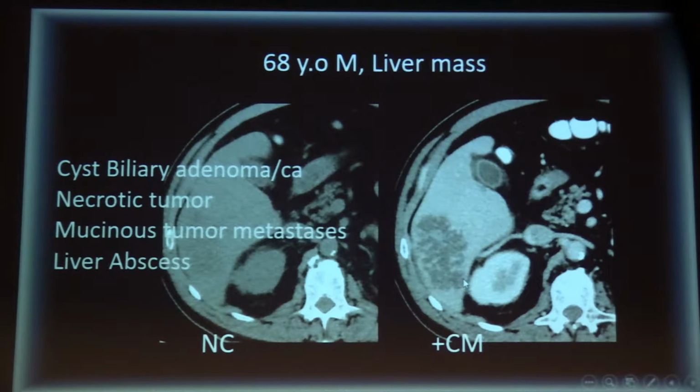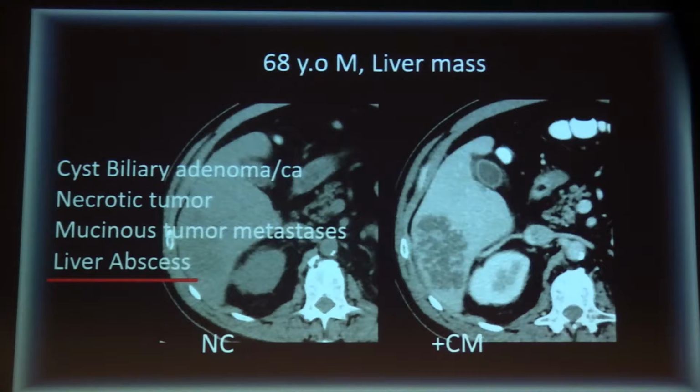This could be a cystic biliary adenoma. It could be a cystic biliary adenocarcinoma. It could be a necrotic tumor. It could be a mucinous tumor metastasis, or it could even be a liver abscess. But once you get the clinical information and the clinician tells you that this patient presents with right upper quadrant pain and has fever, there's no doubt that this is a liver abscess, and this was a liver abscess. So my point here is that you cannot make the diagnosis of a liver abscess if you're isolated from the clinical information.